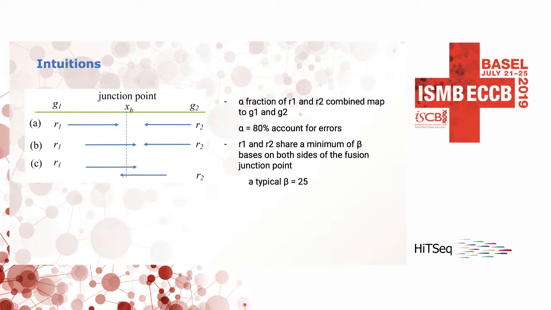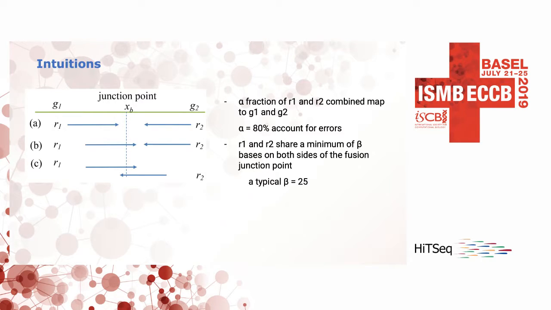The intuition behind this problem is as shown in the left figure. On the top, it shows the transcript consisting of G1 and G2. XB is the breakpoint. On this transcript, you are going to sequence it. Then it mainly consists of three different fragments. One is the fragment that does not overlap with this fusion junction point. So R1 and R2 do not overlap with this breakpoint, but in the other case one of them overlaps with this breakpoint. Then the third one is both overlapping with this breakpoint.